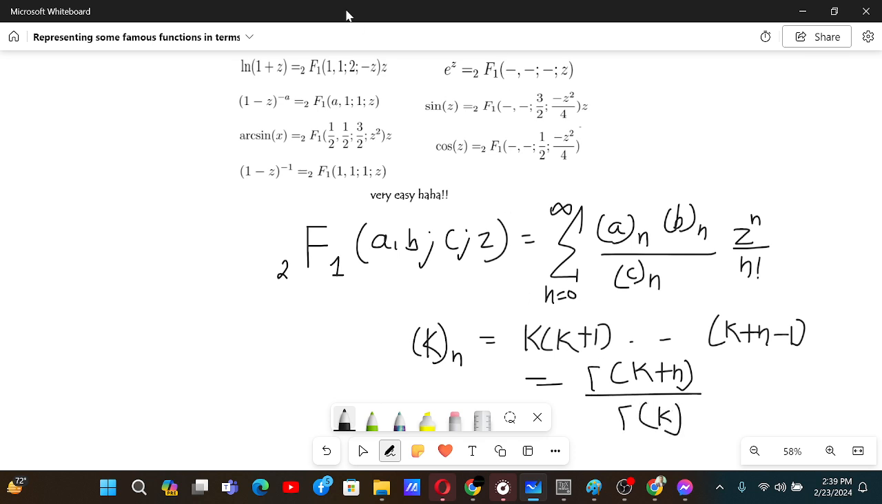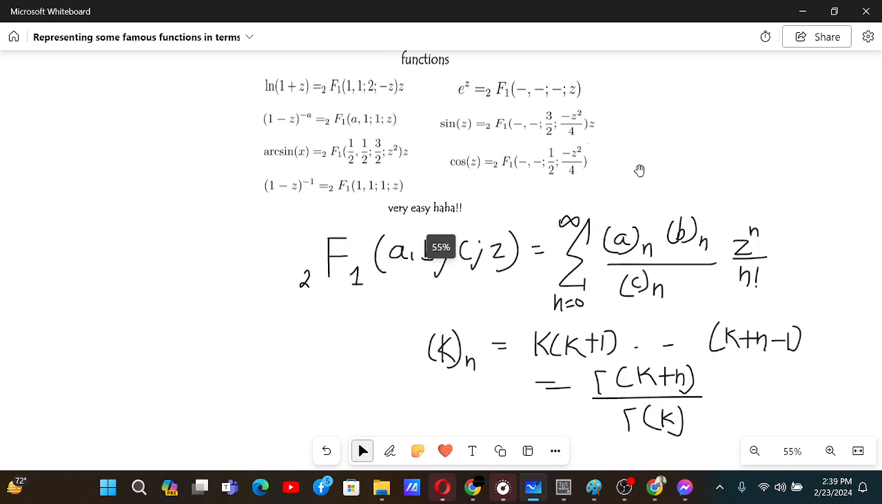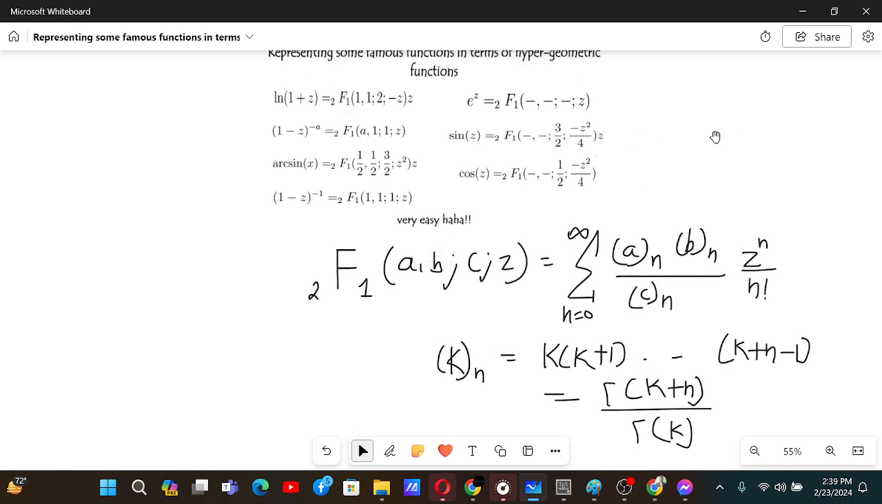Before we begin proving these representations, and if you want more detail of these things, you can also find the video over here. So before we begin with proving these things, I want to give you some ideas, such as what is 1 to the base n.